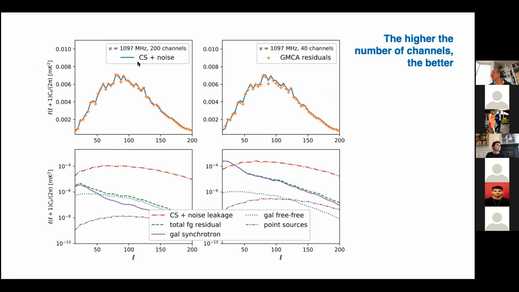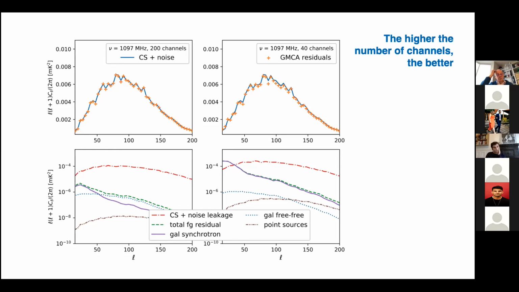So this is the angular power spectrum for the same channel. I picked 1097 megahertz, on left and on right. The blue is the input, and the orange crosses are what I get with GMCA. But on the left, GMCA is run on 200 channels, and here on 40. And you see, where I plot the leakage of the cosmological signal in the foreground part and the leakage of the foregrounds in the residuals part, how things improve going from 40 channels on the right to 200 channels on the left. On the right I see that, especially the synchrotron starts to increase: how much synchrotron is left in my residual part of the decomposition.